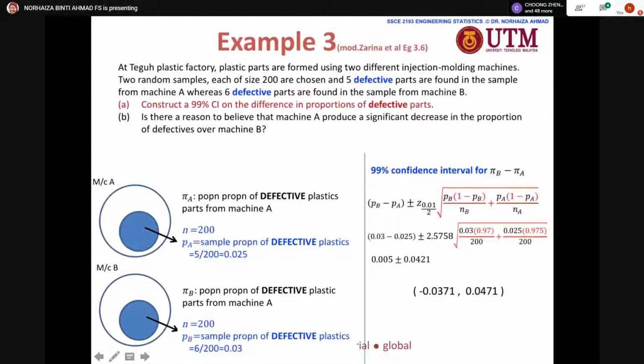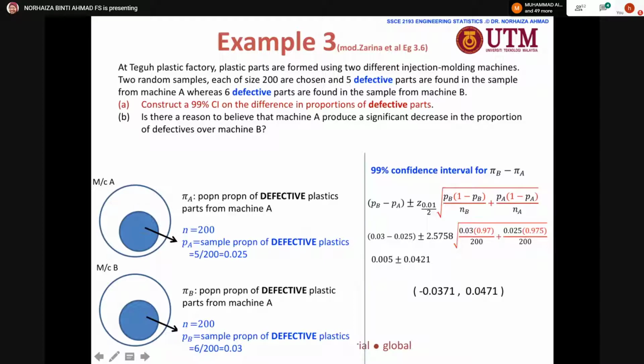Now, question: can I use A minus B? Yes, you can. If you use pi A minus pi B, the estimate would be PA minus PB. Here I'm using pi B minus pi A, so my estimate is PB minus PA. Remember, whatever estimate you use should correspond with the proportion that you want to find out. So will the answer be the same? Naturally it won't be the same, because A minus B gives the interval for A minus B. However, the length of the interval is going to be the same.